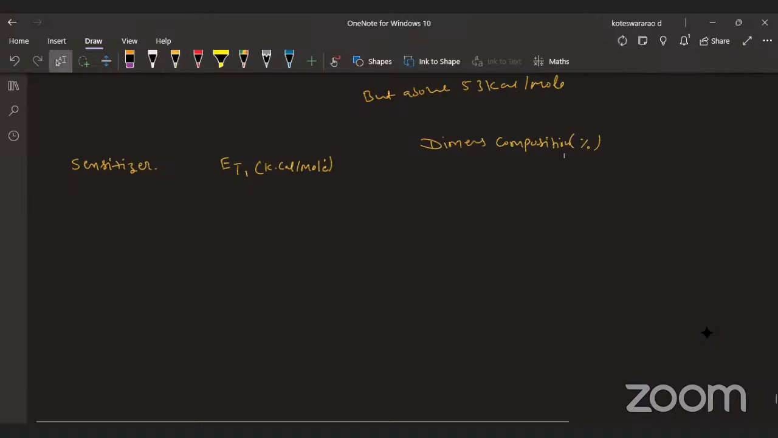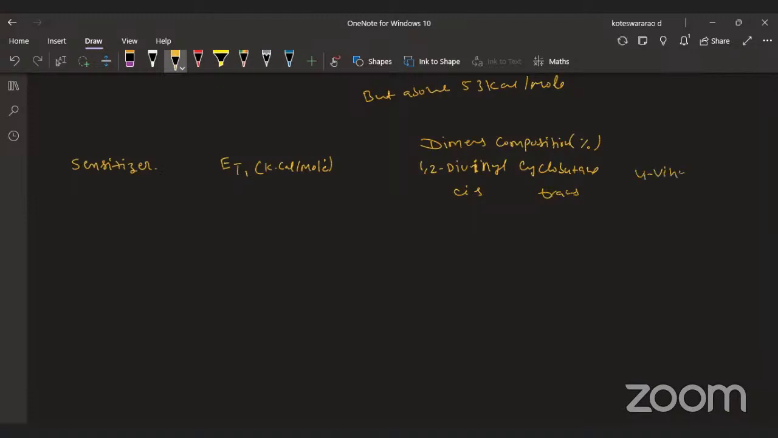Next, the first 2 plus 2 cyclic products, that is 1,2-divinylcyclobutane, which has a cis isomer and a trans isomer. And the last one, these two are responsible for the 2 plus 2 cyclic products, and 4-vinylcyclohexene.